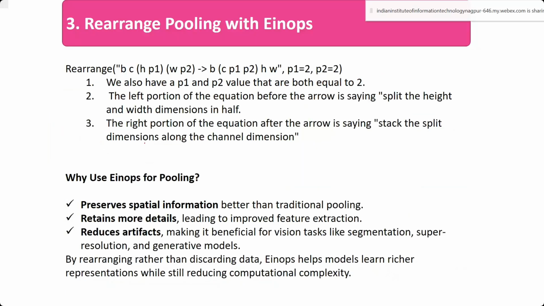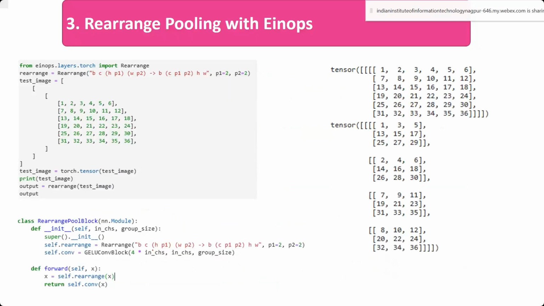So what is the purpose of this? It preserves the spatial information better than the traditional pooling. So it retains more details and reduces the artifacts. So this is how it can be considered here.